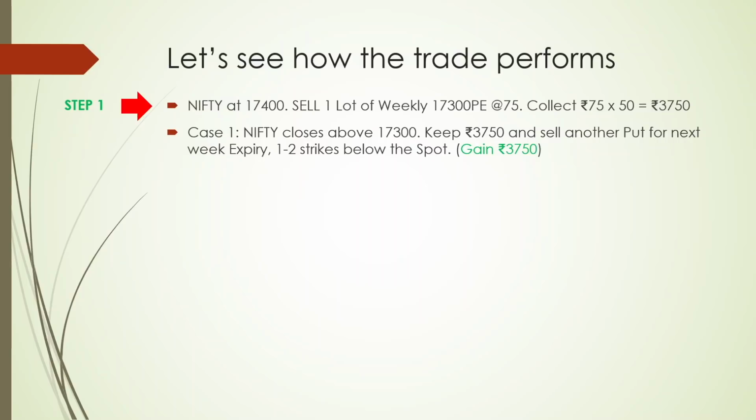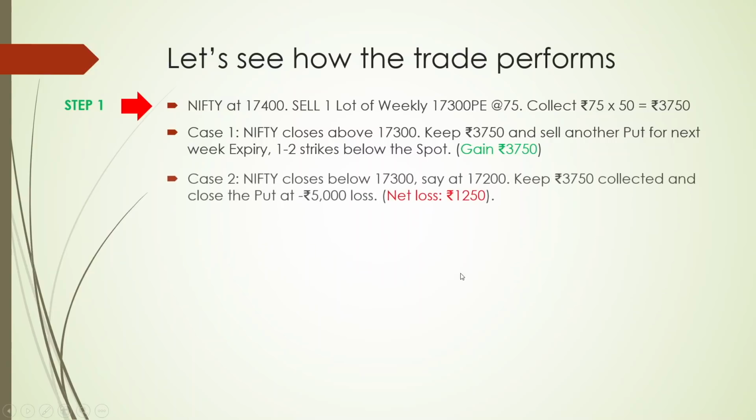If Nifty closes above 17,300, now you have sold a put. If the market closes above that strike price, your put will expire worthless. So you will keep the 3,750 and sell another put for next week expiry. Just one strike, not even two strikes. You can just sell one strike, because if you sell one strike out of the money, it is almost at the money. You will be collecting a higher premium. Here your gain is 3,750 rupees.